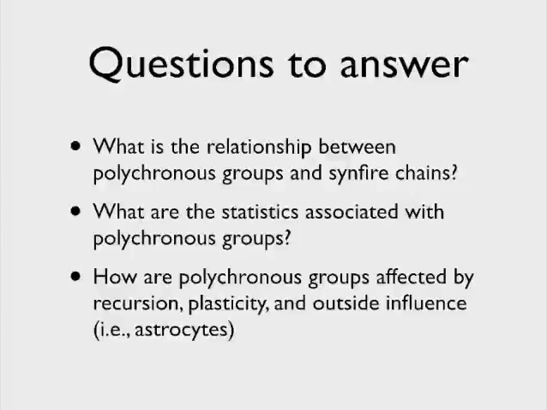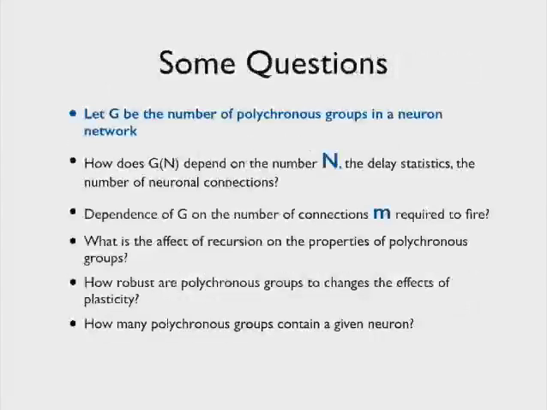Okay, so some questions. If you take G, the number of polychronous groups that exist in an idealistic sense, which is finite, how does the number of polychronous groups depend on the number of neurons? How does it depend on the number of connections required for the neuron to fire? What is the effect of recursion on the properties? And then you could ask about plasticity. In real life, there's plasticity. So how are the polychronous groups affected by plasticity? Do they disappear? Do they strengthen? Can you talk about the notion of stability of a polychronous group? What does it mean to say that a polychronous group is simple or complex?